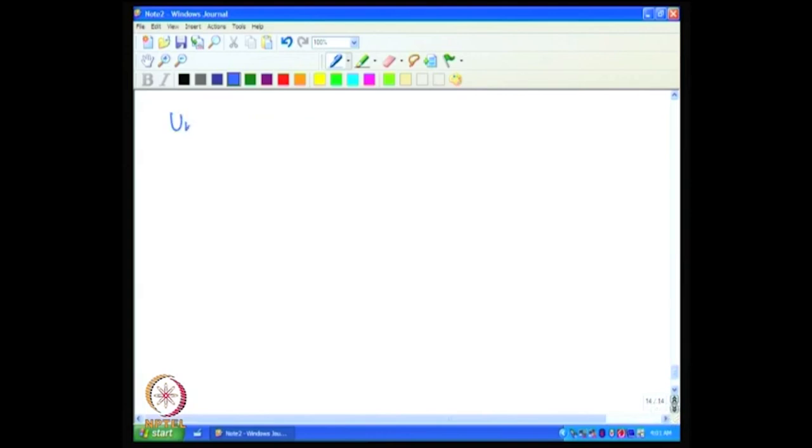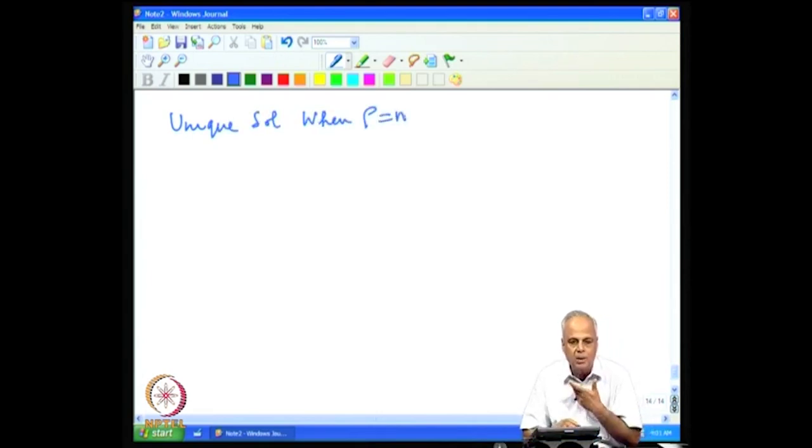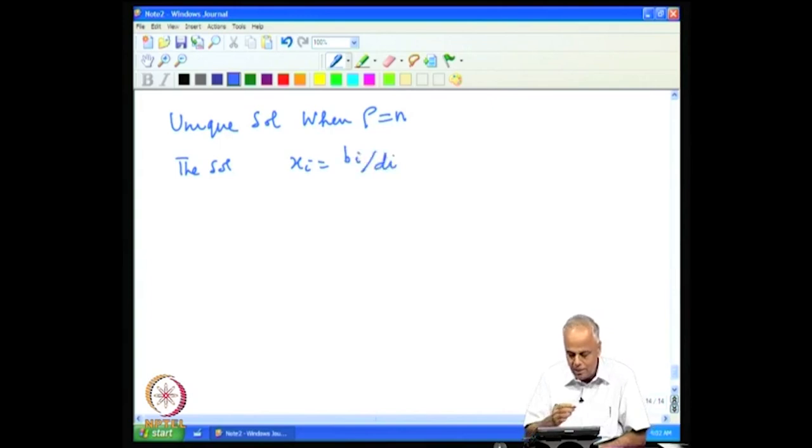So, unique solution when rho equal to n. Remember the question we asked, when does it happen, unique solution? We have the answer for this, when rho equal to n. And then what is the solution? And the solution is xi equal to bi by di. Thus, in this case, in this simple system, at least when rho equal to n, we have all the answers.